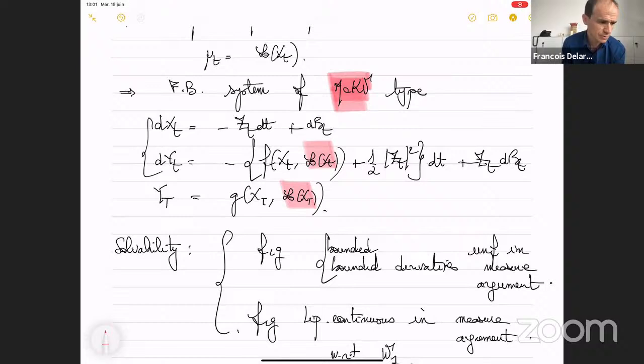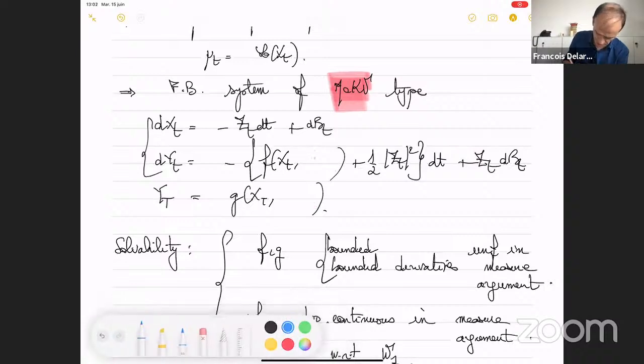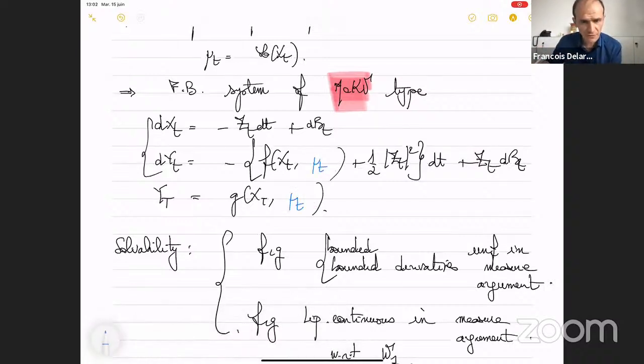If you know probability, the original argument of Sznitman for solving a McKean-Vlasov stochastic differential equation is that he first freezes the mean field dependence, so the law of the solution, and then he makes a fixed point on this. Here, this would be the same. In red color, you have the law of the solution, so you would freeze the law of this. For a given candidate mu t for being the law of the solution, I would solve the forward-backward system. So if I had to formulate my fixed point, I would replace this by some mu t, and I would solve for this equation.